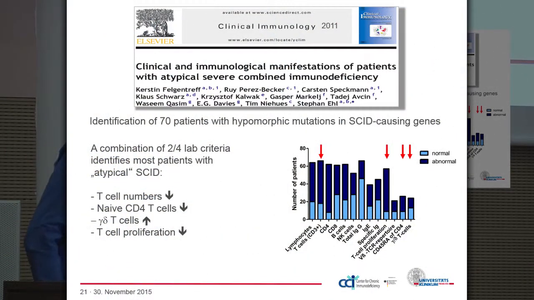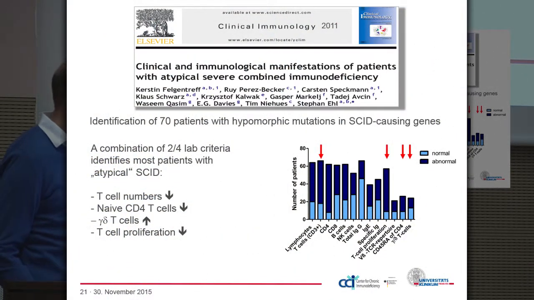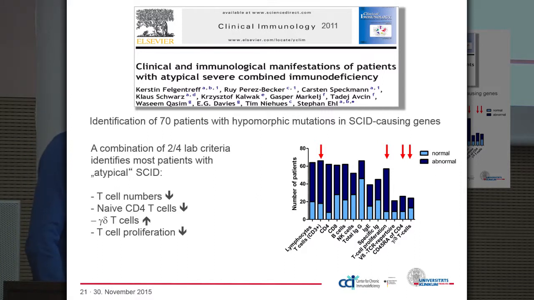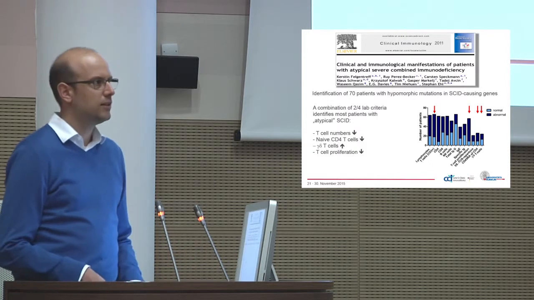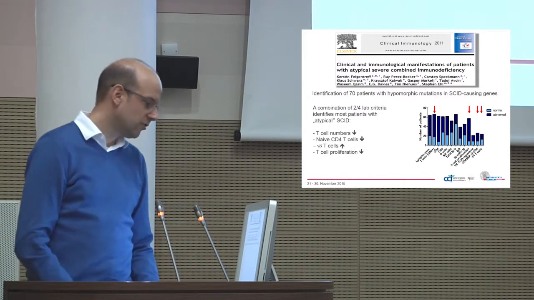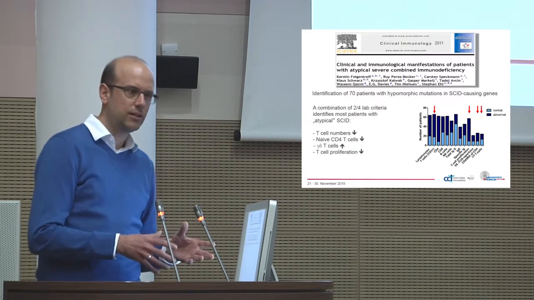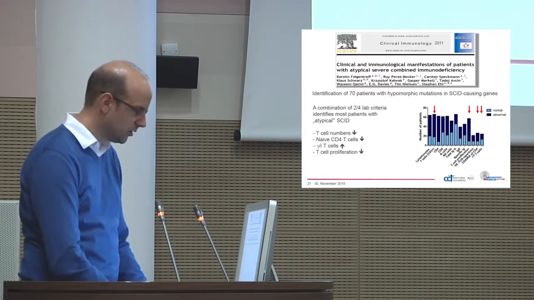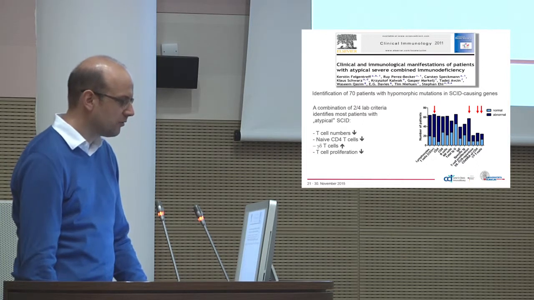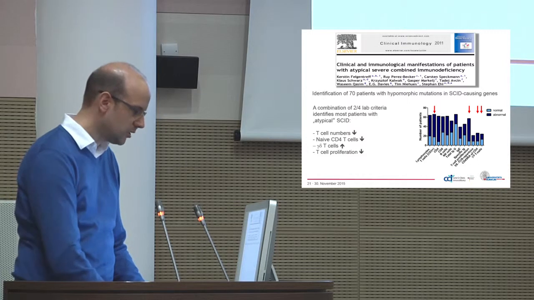Now, how can we identify a patient with combined immune deficiencies from a diagnostic point of view was a focus of a study that Karstene from Stefan's group undertook a couple of years ago and was published in Clinical Immunology in 2011. Karstene looked at 70 patients retrospectively and 10 patients from our center. What were the clinical findings and what was reported from the laboratory observation in these children? This was a study that has a focus on patients with hypomorphic SCID mutations.